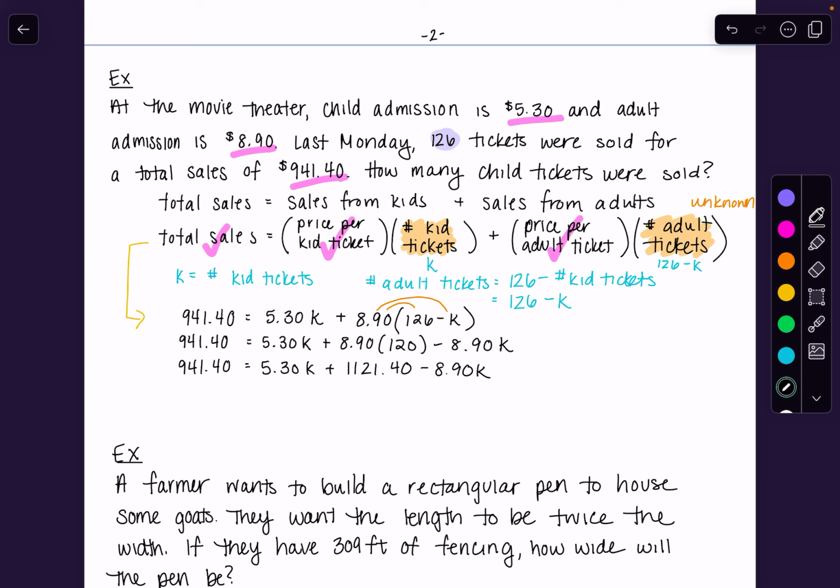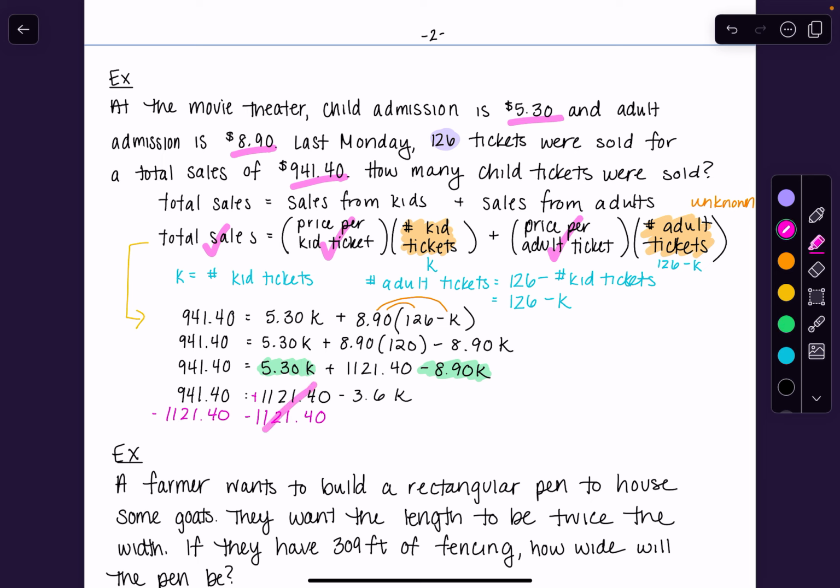Now it's a little bit nicer. We have a couple instances of K. We've got 5.30 minus 8.90. So if I go ahead and group those together, which is just subtracting the first two numbers, 5.30 minus 8.90 gives you negative 3.6. And then to get the K on its own, I've got to move this to the other side. And because it's positive, we're going to go ahead and subtract it from both sides.